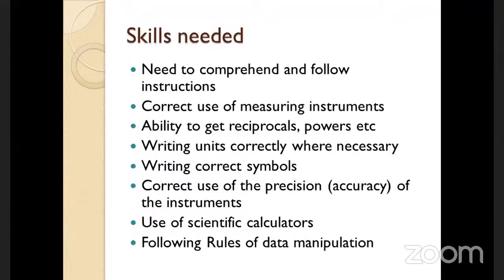Next is the correct use of the measuring instruments. I want to say something about this together with the correct use of the precision of the instruments.